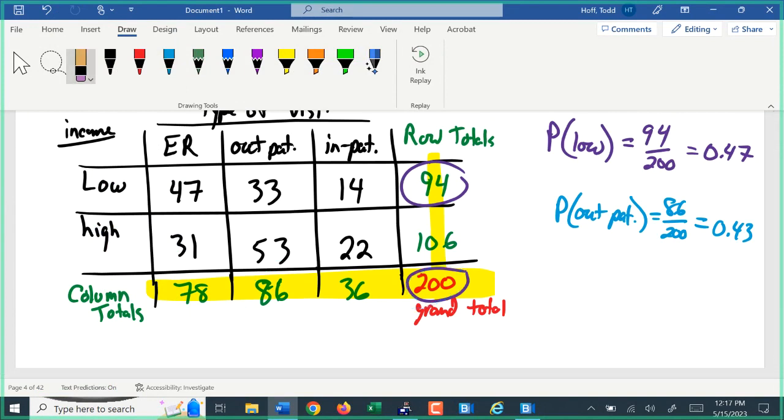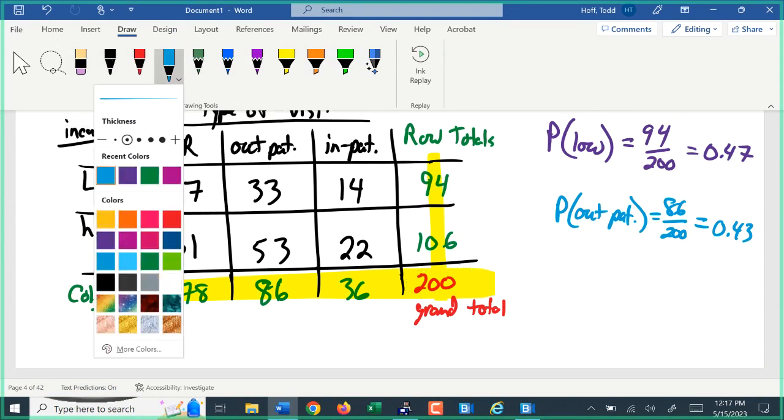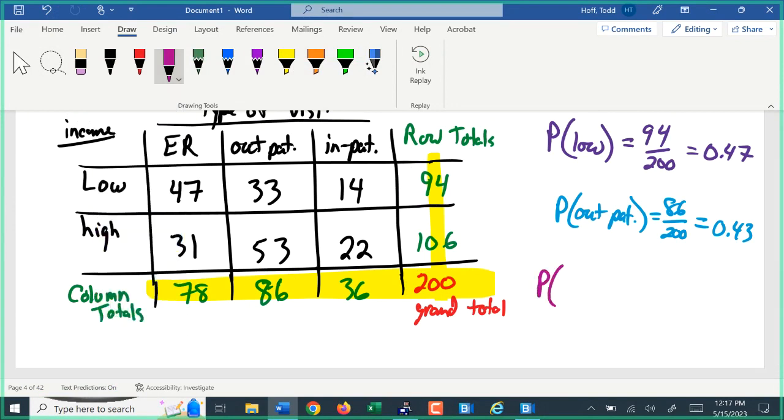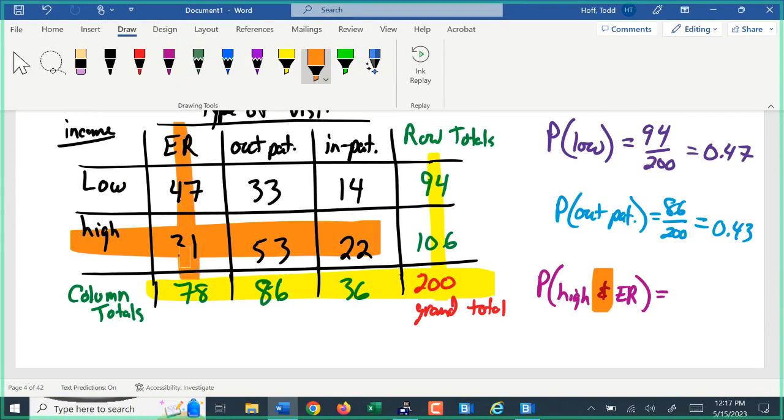We might ask, what is the probability that a randomly selected patient is high income and an ER patient? So since this is "and," that means it has to make both things true. Here's the high income, here's the ER patient. The only ones that are true for both are these 31 here that are both high income and ER. So that's 31 out of the grand total of 200. Again, you could leave it like that, or you could divide it out to be 0.155.